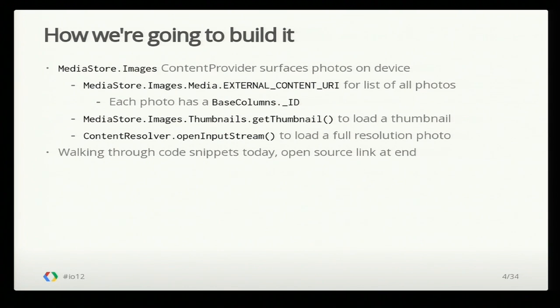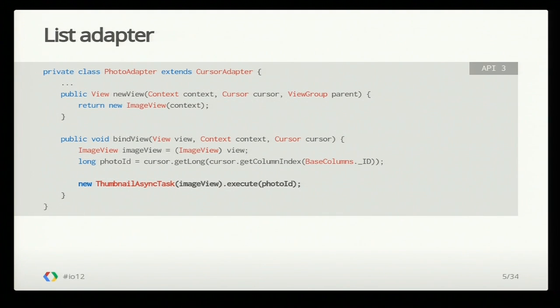All right, so in the background, I'm going to be using the loader pattern to actually perform that query and get that cursor. When that cursor comes back, I'm going to hook it up into a simple cursor adapter. So each of the views that I'll be showing in the grid view is just going to be an image view for each of the items, for each of the photos in the list. And when I go to bind the view, I'm actually going to kick off an async task to go load that thumbnail on a background thread. Because loading thumbnails, we're going to go to disk, and disk I/O can potentially block. And we don't want to block the main thread of our application.